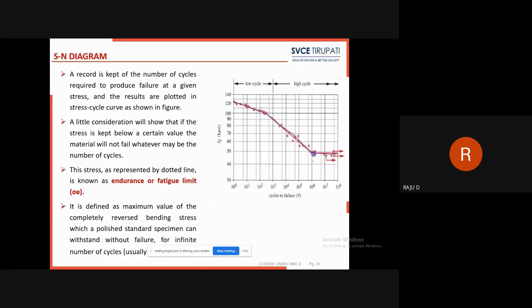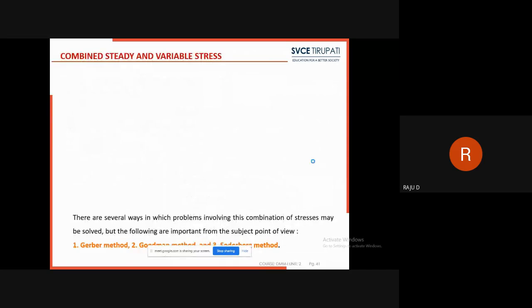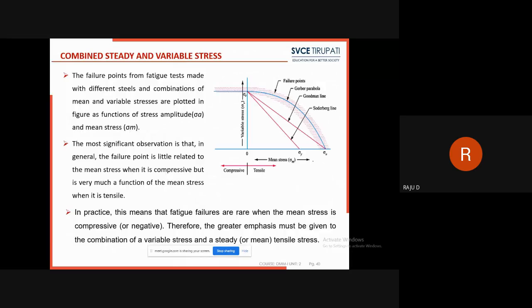Right. Next, one more very important topic is combined loads problems. In fatigue failure, a very important factor is what theorems influence it while you calculate the fatigue loads. Generally we are going to use mainly two theorems: Gerber method and Soderberg method, and one more theorem called the Goodman method.